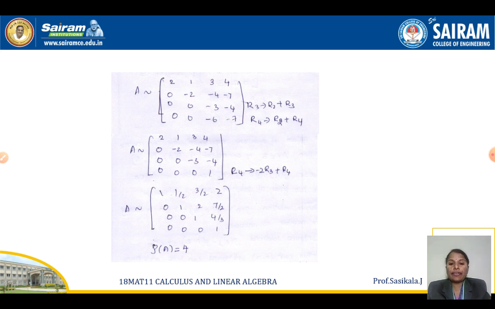You can write the rank of the matrix. What is the rank of the matrix? It is 4, because all the rows are non-zero rows. And one thing you should remember, the rank must be less than or equal to M. We can tell it is linearly independent, isn't it? So all are linearly independent.